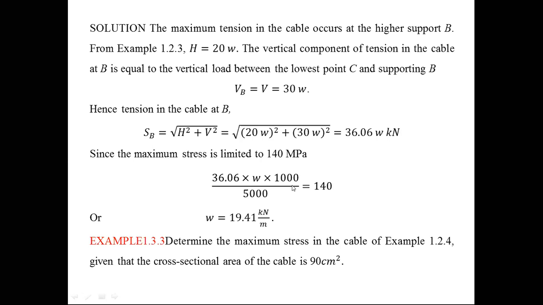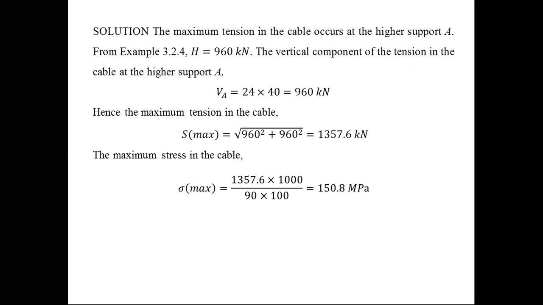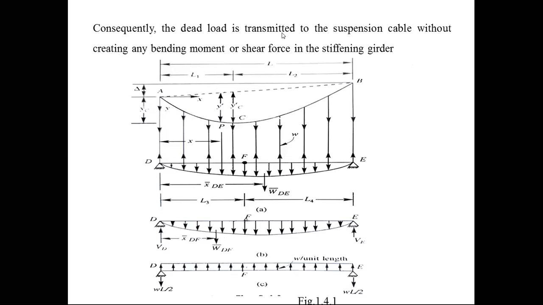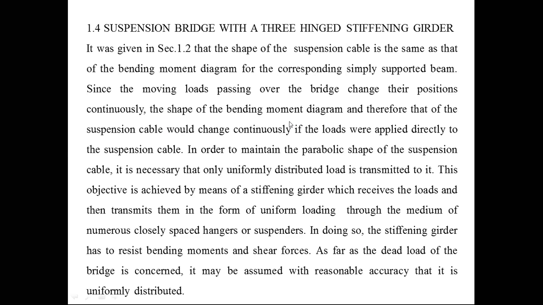This is the end of the analysis of cable. Now coming to the cable attached to the stiffening girder. That stiffening girder is hinged at both supports. It is two hinged, and somewhere a hinge will be provided in between. That is called a three hinge stiffening girder. So put a heading, all of you: suspension bridge with three hinge stiffening girder.